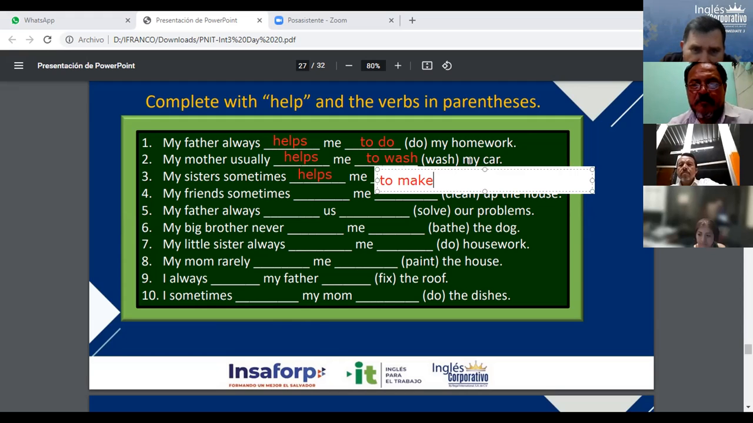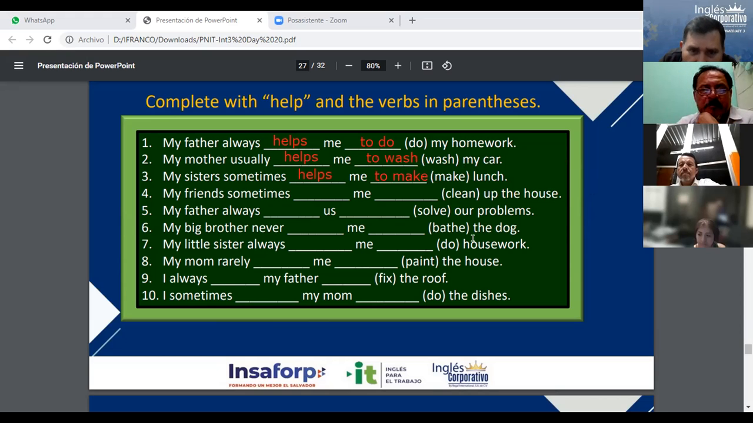Remember that with help, you can use the two. To make or only make. My father helps me do my homework, or my father helps me to do my homework. The two forms are correct.